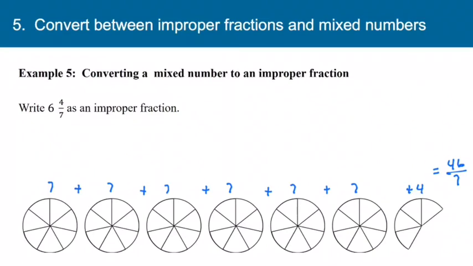So let's try to use our shortcut. If we take our mixed number, all we have to do is multiply the denominator times the whole number. 7 times 6 is 42, and then add that to the numerator. 42 plus 4 is 46, and remember the denominator stays the same. So this is all we have to do to convert from mixed form to improper form.